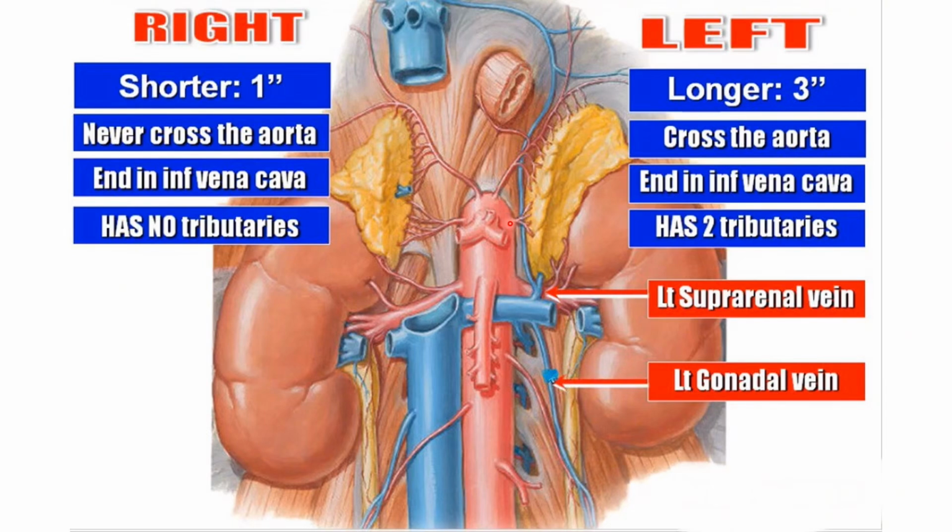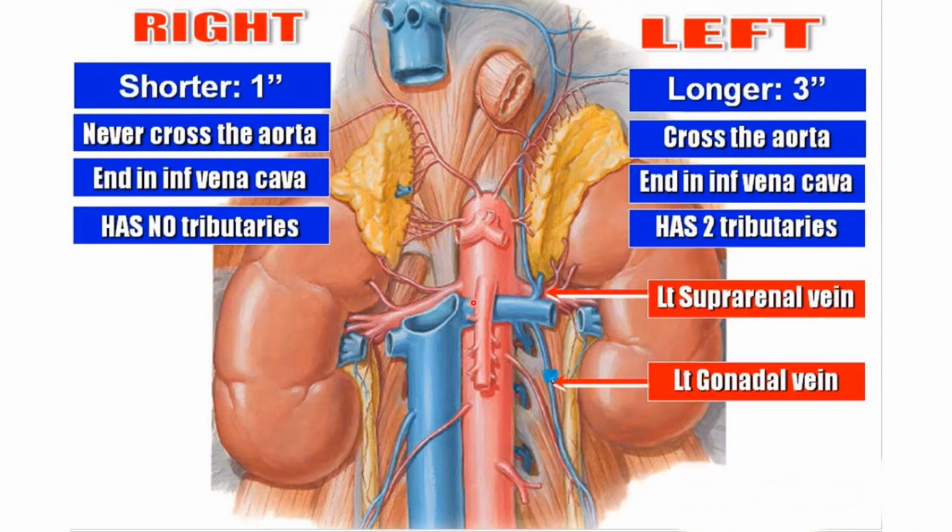Now we'll compare the renal vein of the right kidney and the left kidney. This is the inferior vena cava, and this is the renal vein. You can see that the right renal vein is shorter than the left renal vein, and it's because the left renal vein crosses the aorta. This is the abdominal aorta; it crosses it, so it's longer. It has to cross it to reach the hilum of the left kidney.